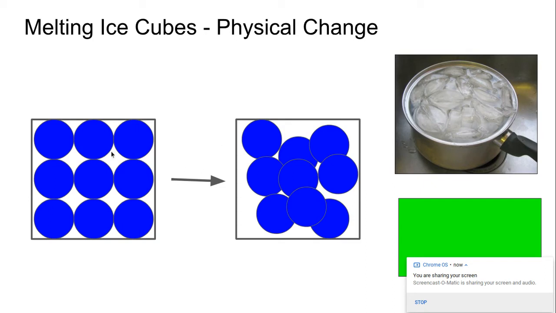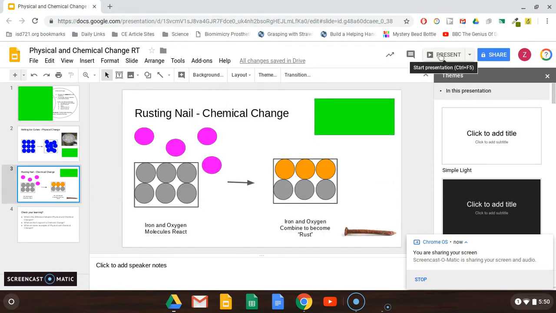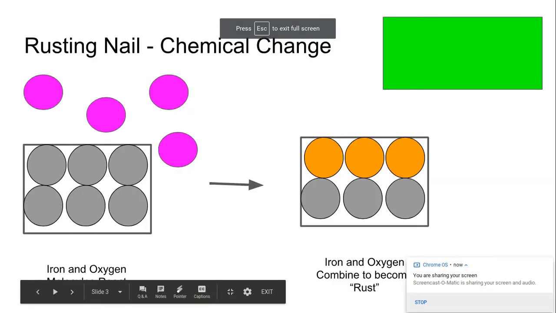You can see that the particles here are both blue. They're still the same color. They're still H2O molecules. But they've just changed their arrangement. They've just changed what form they're in. That's a physical change. I don't change what the substance is. I don't change the chemical substance. Okay? This is an example of a chemical change and what happens with the reaction.